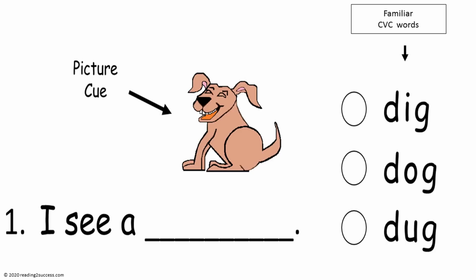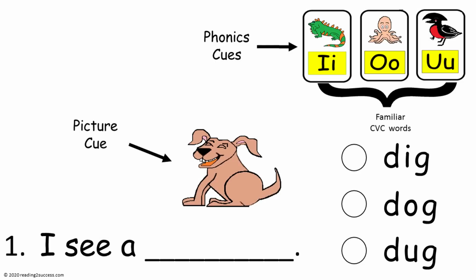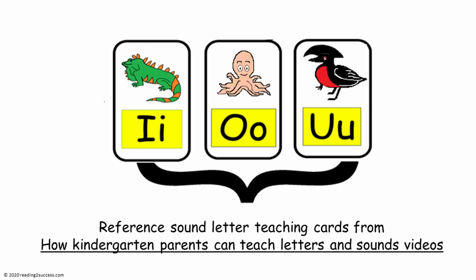As children begin to read simple sentences, it is important for them to learn how to use picture cues and known sound letter knowledge. This template will be used in the first demonstration lesson to teach kids how to use those supports. On the templates will be sound letter teaching cards that were used in previous lessons.